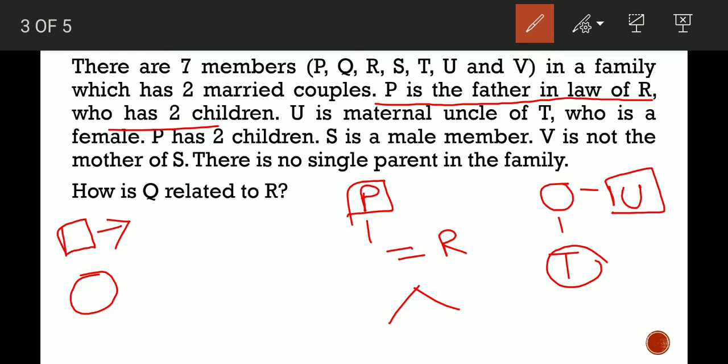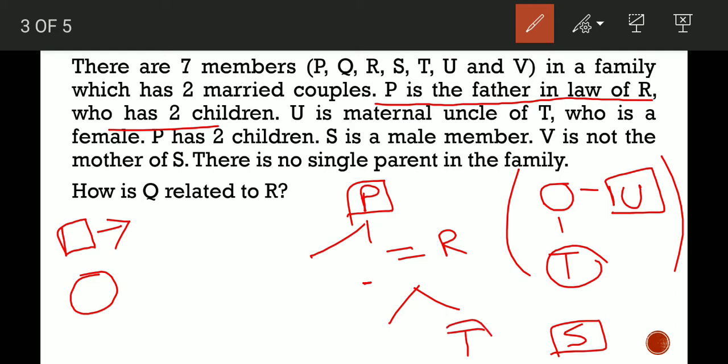Next, P has 2 children, this one and another one. S is a male member and V is not mother of S. So this much information is given. Where can we put this information? We can put this information at this place. This is T. T's mother's brother is U. Therefore R would be a male.